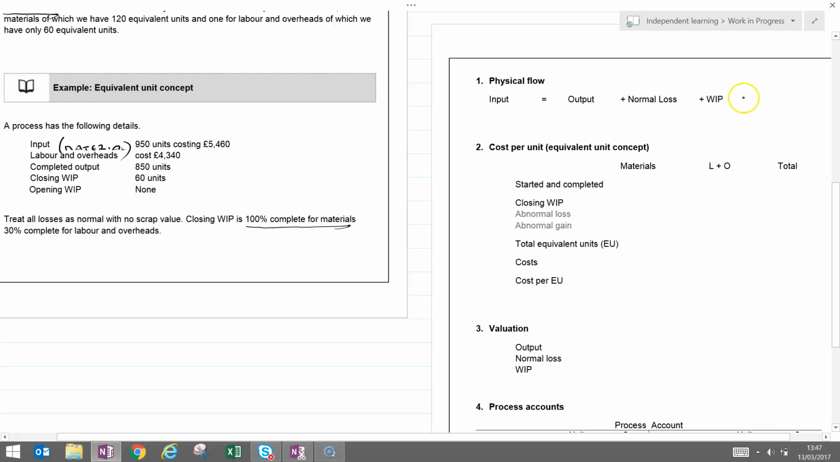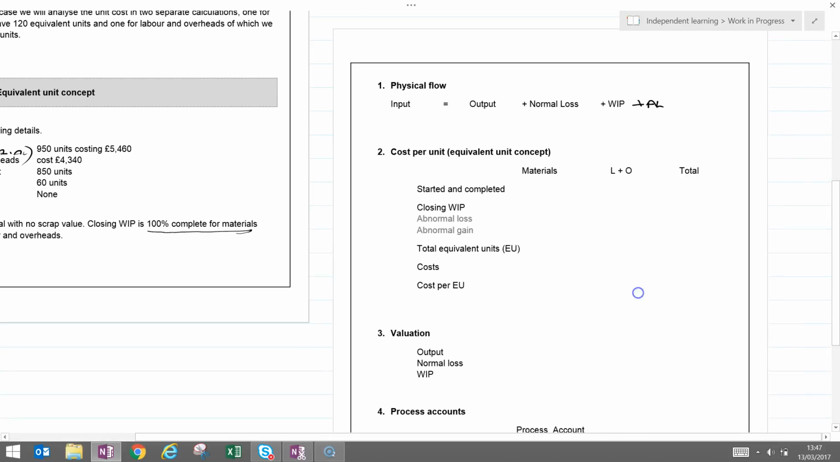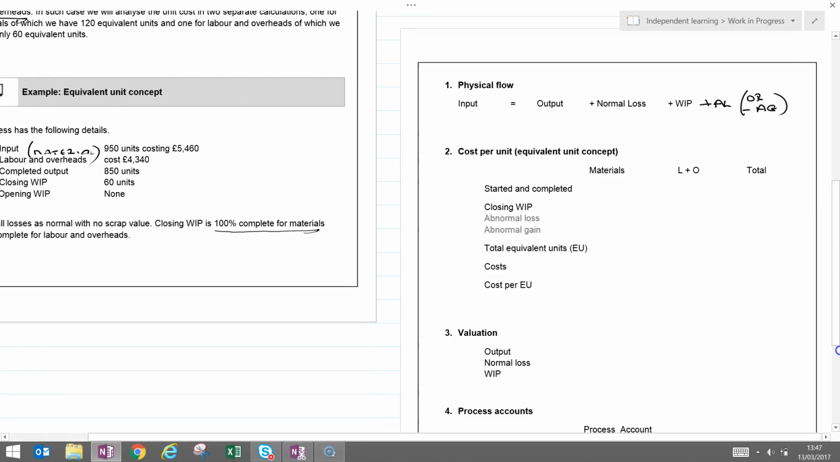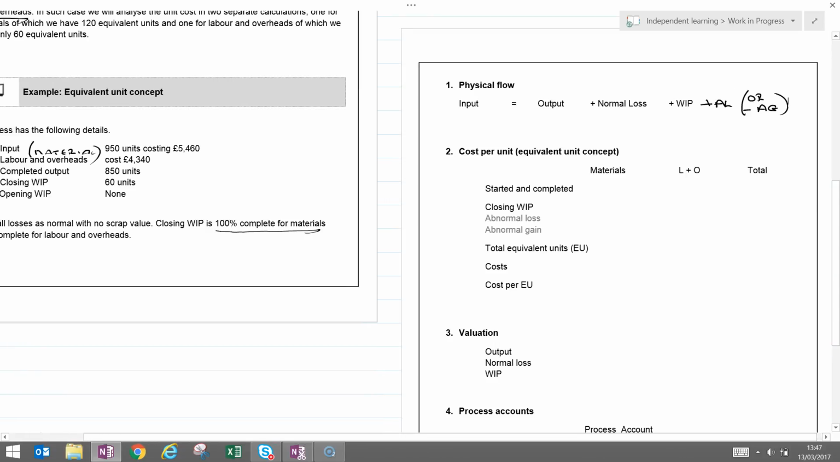What you could also see in your physical flow is, as you've seen before, you could still come across an abnormal loss, or you could still come across an abnormal gain. And remember, you add your losses and take off your gains. This example, we haven't got abnormal loss or gain because it does tell us that we are to treat all our losses as normal.